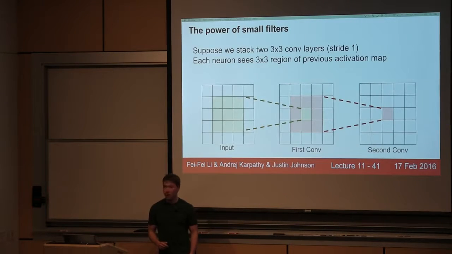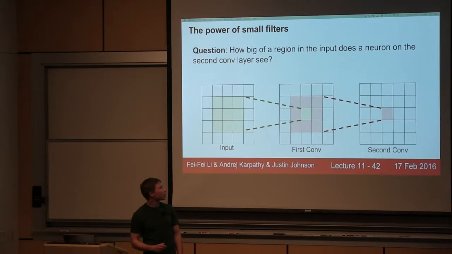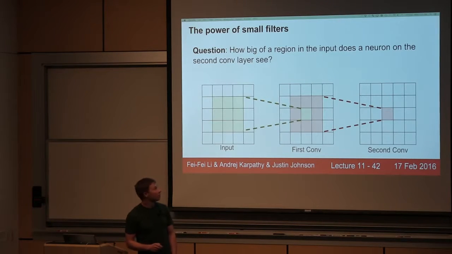So here's a question. Suppose that we have a network that has 2 layers of 3x3 convolutions. So this would be the input, this would be the activation map in the first layer, this would be the activation map after 2 layers of convolution. So the question is, for a neuron on this second layer, how big of a region on the input does it see? So this was on your midterm, so I hope you guys all know the answer to this. Anyone? Okay, guess maybe that was a hard midterm question.